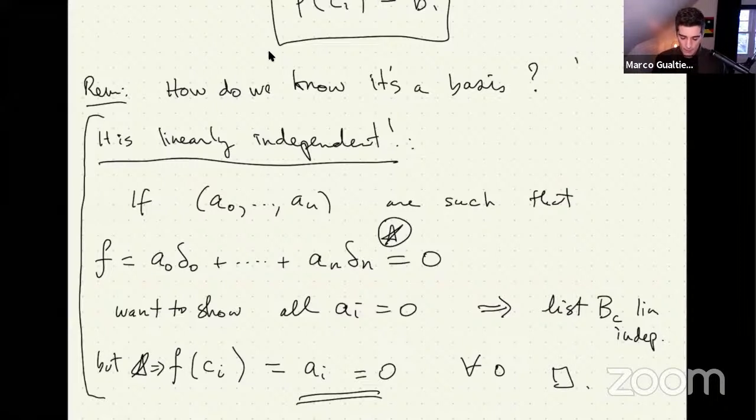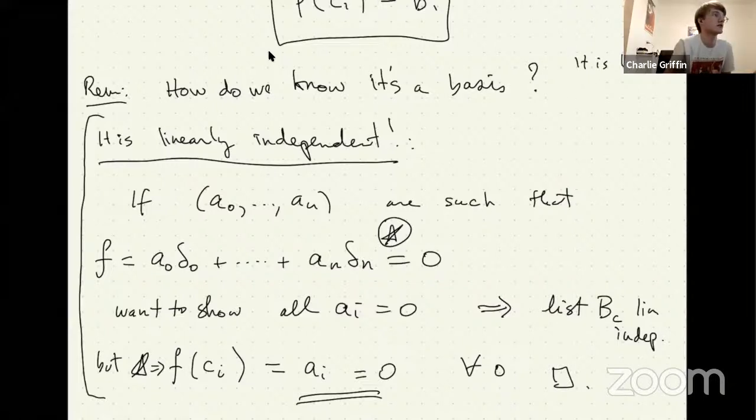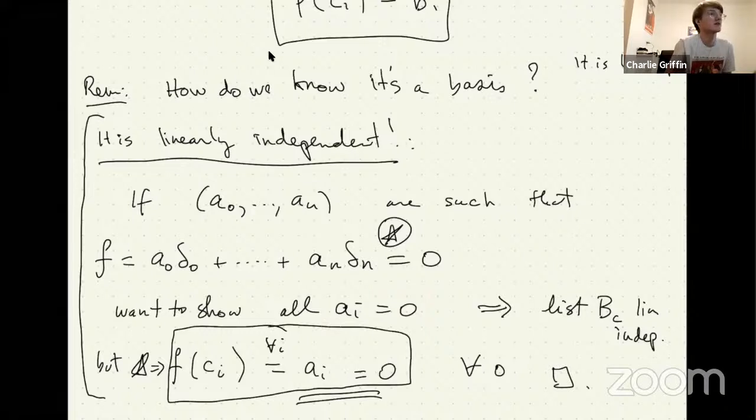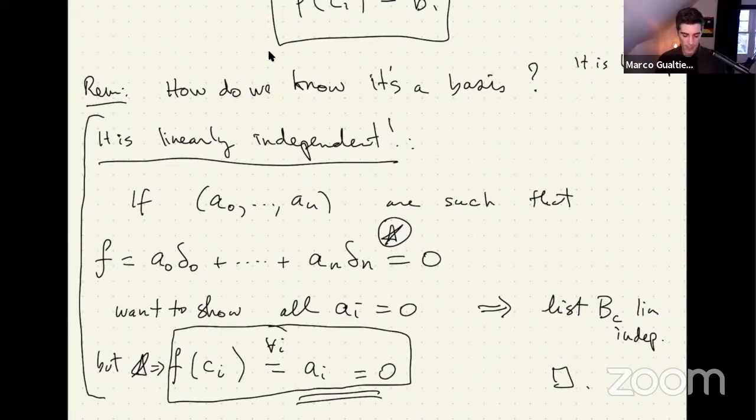Should that be for all i or for all 0? Right before the end. This is true for all i. Yeah, and you have the for all bit at the end. Oh, sorry. Yes, for all i we get this. Okay, so this proves that it's linearly independent.